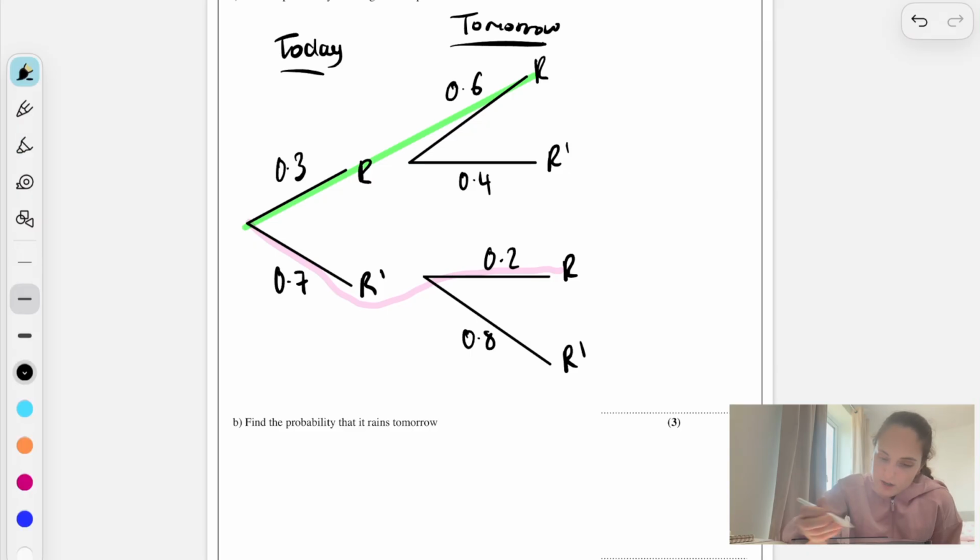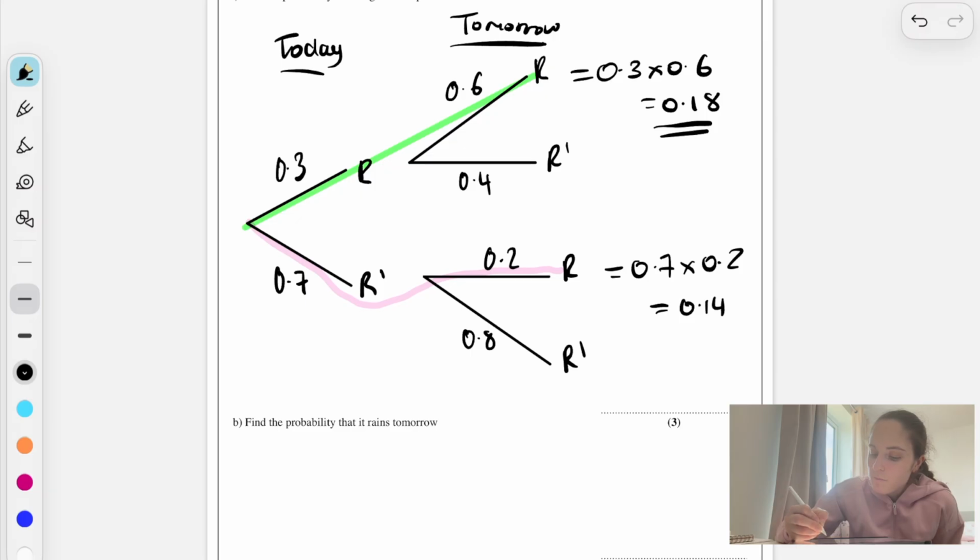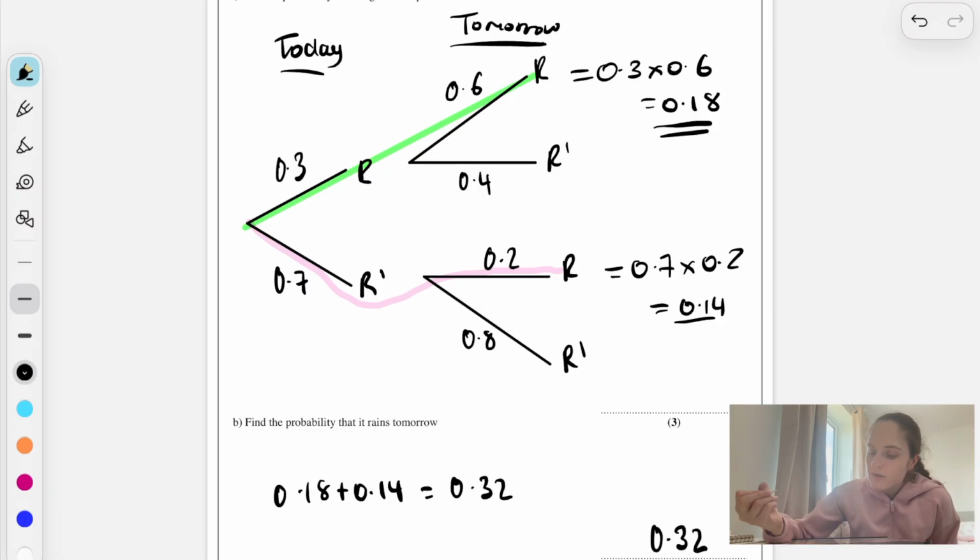So the probability of it raining today and raining tomorrow, that's going to be 0.3 times 0.6, so that's 0.18. And the probability of it not raining today and then raining tomorrow is going to be 0.7 times 0.2. So multiplying those, we get 0.14. So we're going to do 0.18 plus 0.14. If we add those, we get 0.32. So the answer to this question is 0.32.